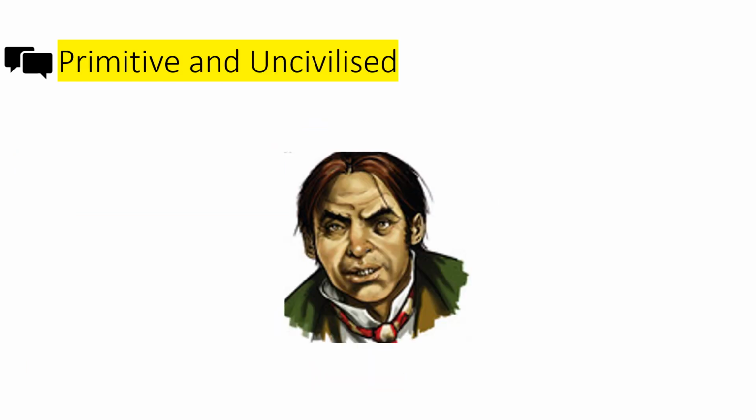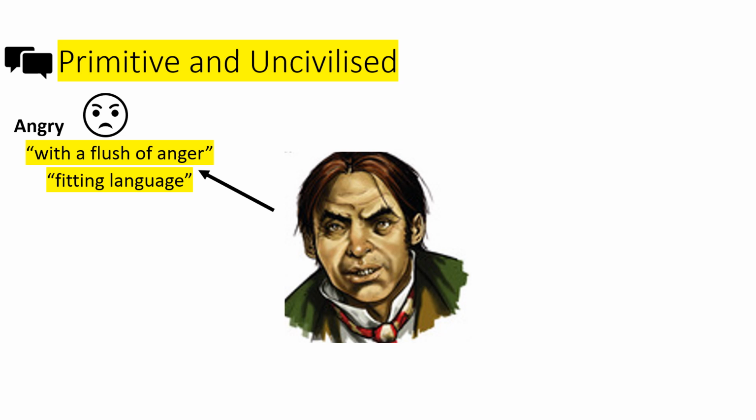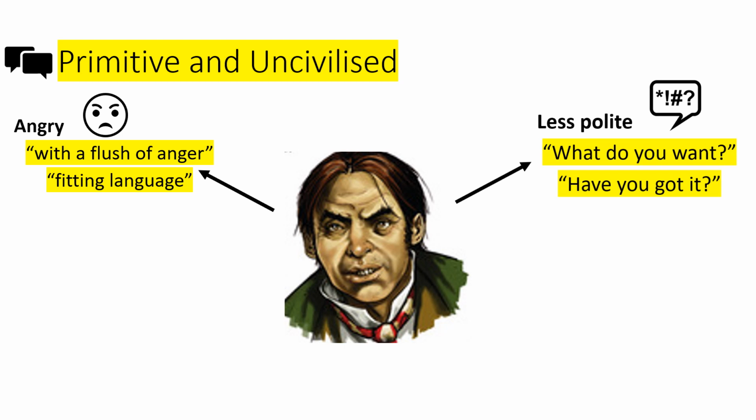So Hyde's dialogue is uncivilized, just like him, and this is a key part of the novel that you need to learn to talk about and discuss in your essays. Hyde's speech is angry. When he first meets Utterson, he speaks with a flush of anger. Utterson scolds him for not using fitting language, and Utterson is alarmed by Hyde's open emotion. Hyde's dialogue is also less polite. His sentences are short and direct. "What do you want? Have you got it?" Using blunt questions, which Utterson finds quite rude because it's not how gentlemen are supposed to talk.